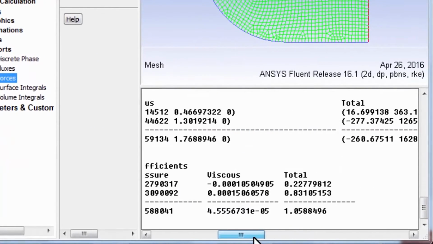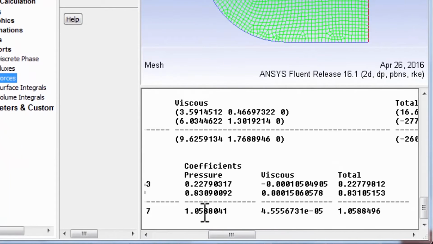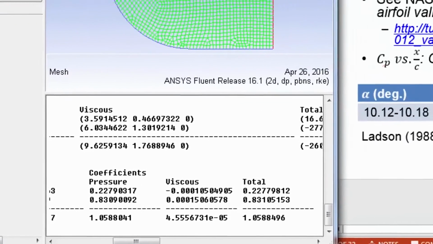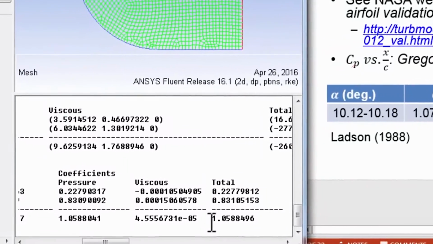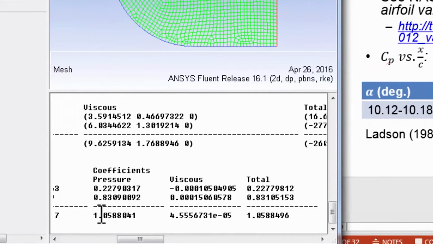Since my reference values are set, I can take a look at the lift coefficient. The total lift coefficient is around 1.06, which is very close to the experimental value. In fact, this angle of attack is slightly higher. So the lift coefficient is very close. The lift coefficient is calculated by integrating the pressure and the viscous shear, as I talked about before. The viscous shear doesn't contribute really anything to the lift; it's coming from the pressure difference.